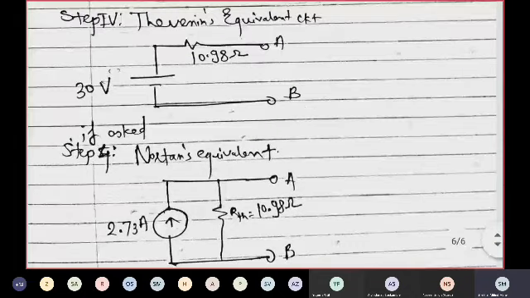Have you understood this? Both the steps are the same for Thevenin's and Norton's, because dependent sources are active all the time. That's why we have to follow step 1 VTH, step 2 ISC or IN, and step 3 RTH, and then step 4 is the Thevenin's equivalent circuit or Norton equivalent circuit.